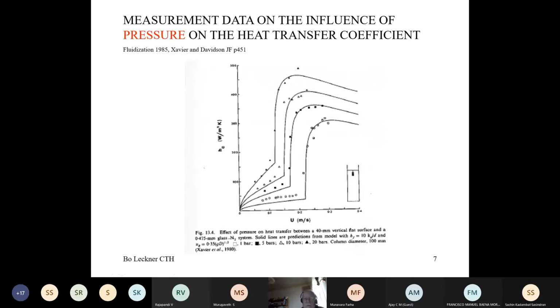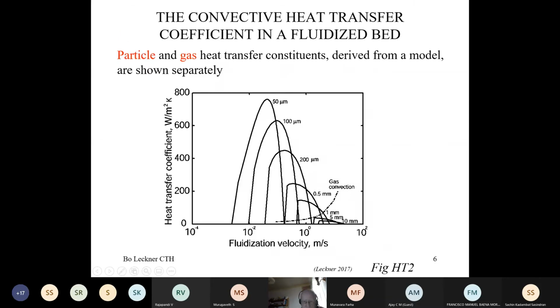This is another curve. This is a pressurized situation, but I have included it because it reveals that the curves certainly increase at minimum fluidization velocity. They certainly go up to a maximum, but the decline is slower because this is a linear scale, and the previous figure was a logarithmic scale.